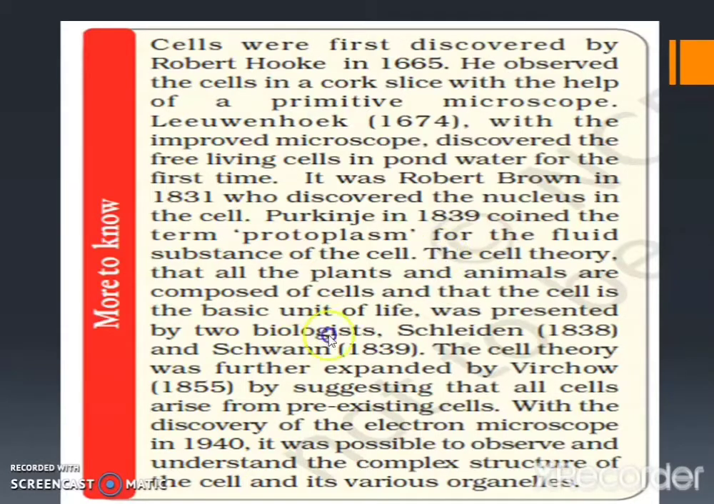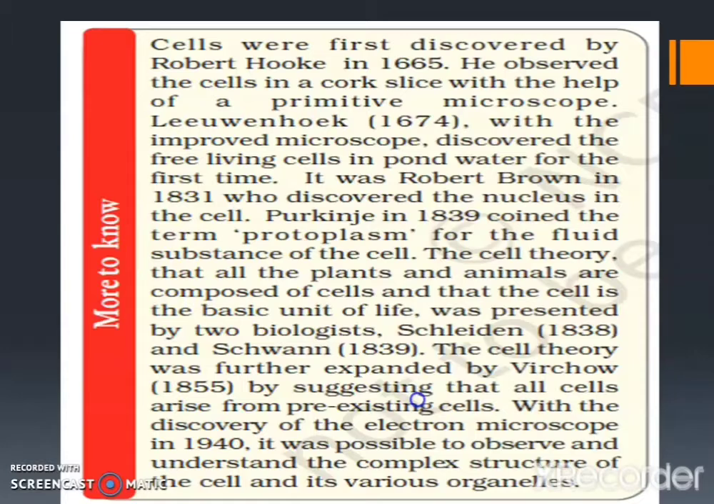It was in the year 1839. A person called Purkinje first coined the term protoplasm. So Purkinje in 1839 coined the term protoplasm. What is protoplasm? It is the cytoplasm and the nucleus together. The living component of the cell is called protoplasm. Coined means he was the first one to name it, right? And which part of the cell did he name as protoplasm? The liquid substance of the cell, that is cytoplasm, together with the nucleus.